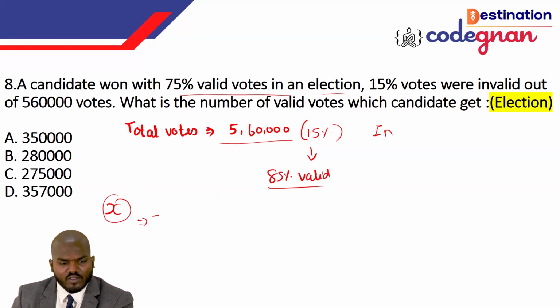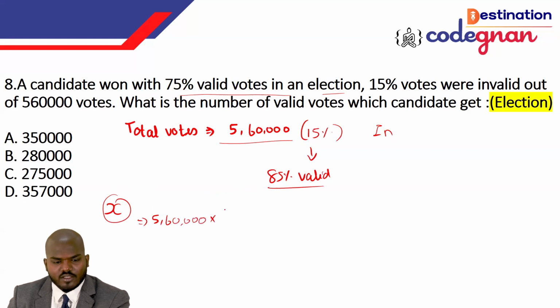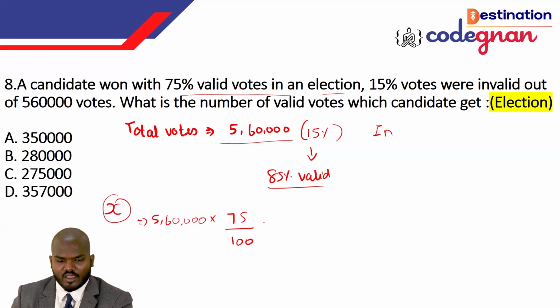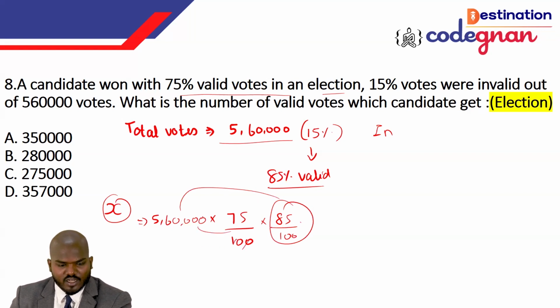So out of 5,60,000 votes, he got 75% valid votes. Okay, so out of 85%, 85% are the total valid votes. In this one, he got 75% of the votes. If you cancel this one, 0, 0 get cancelled, 0, 0 get cancelled. If you try this one directly, guys, it will become a headache probably. Before that, please try to solve in a very simplified way.